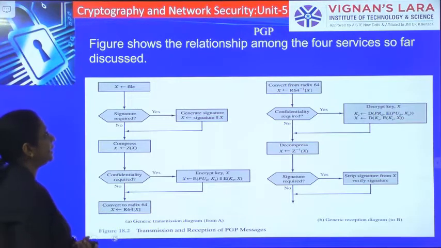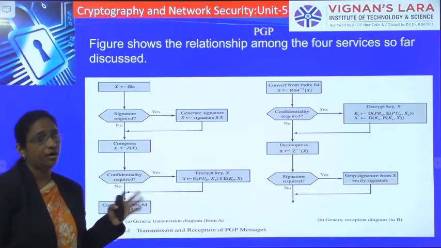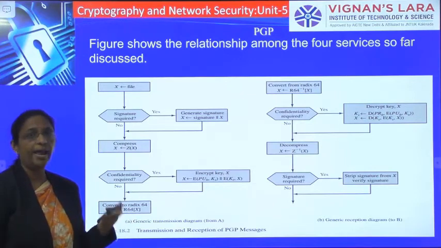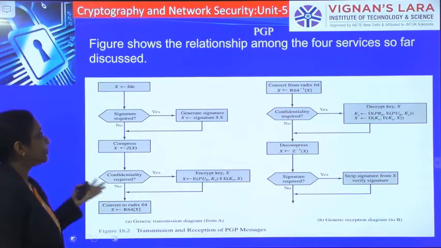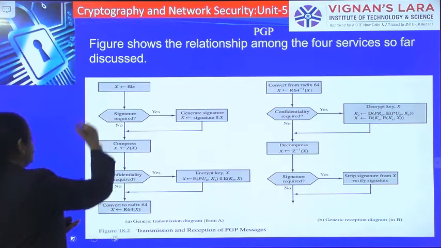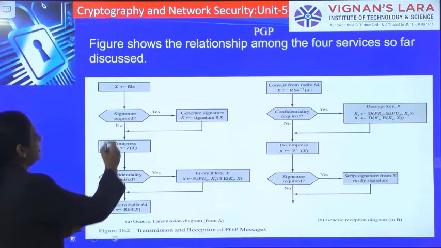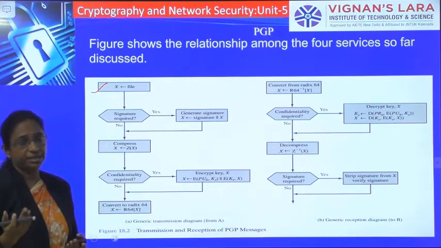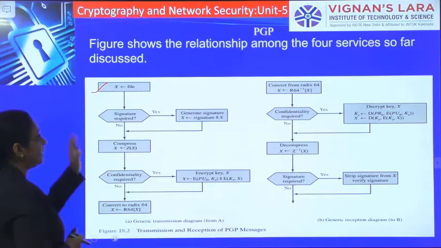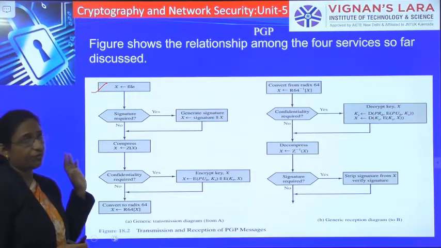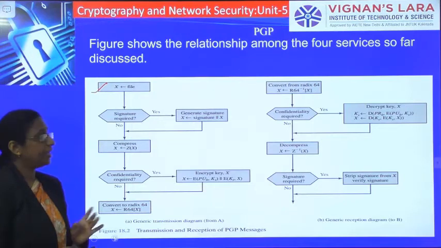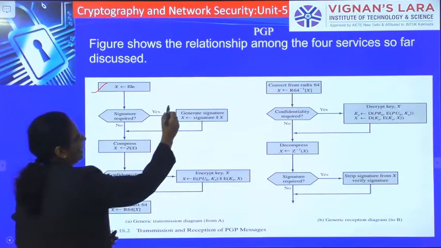This figure shows the relationship among the four services we have discussed so far: authentication, confidentiality, compression, and email compatibility. Suppose here this X is a file that has to be sent to the receiver. First, we ask if a signature is required. If a signature is required, then we will be generating the signature.